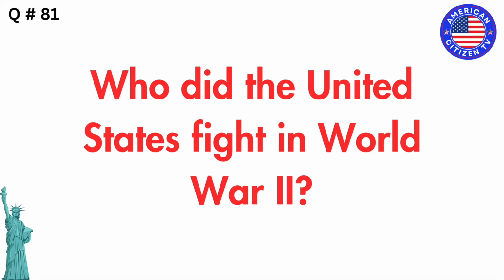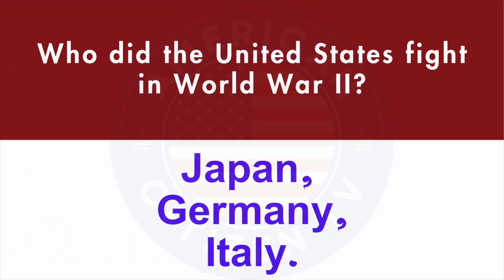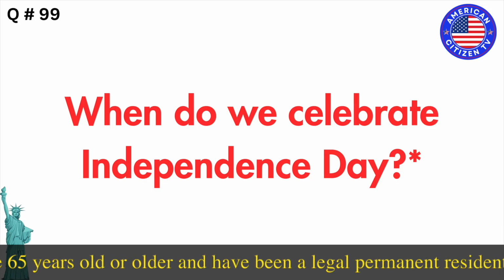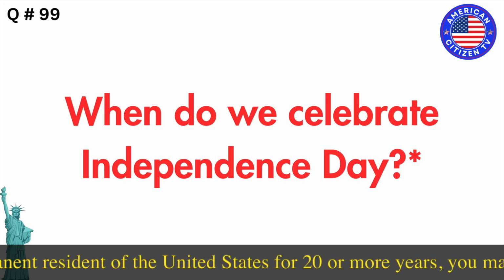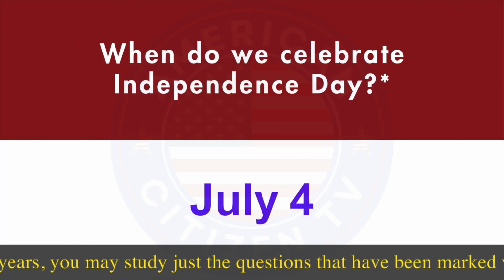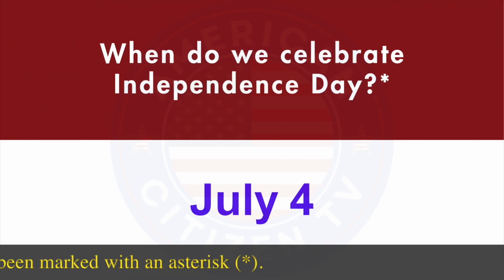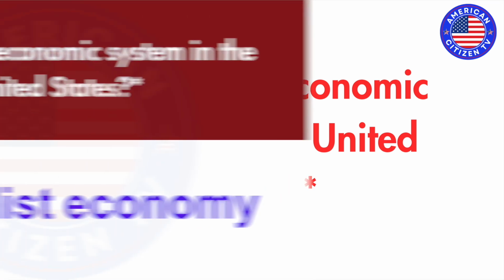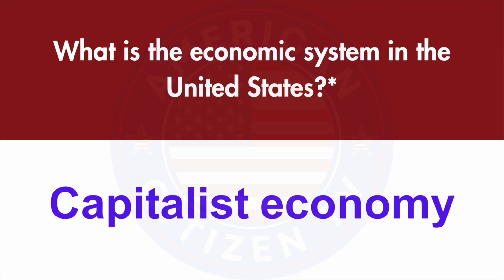Who did the United States fight in World War II? Japan, Germany, and Italy. When do we celebrate Independence Day? July 4. What is the economic system in the United States? Capitalist economy.